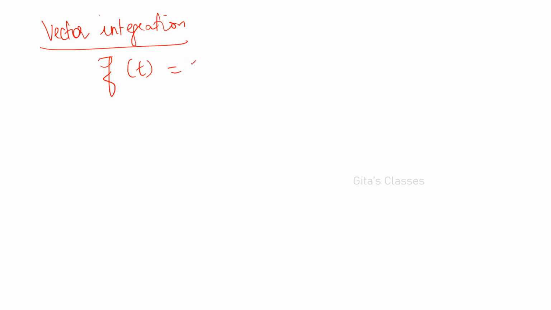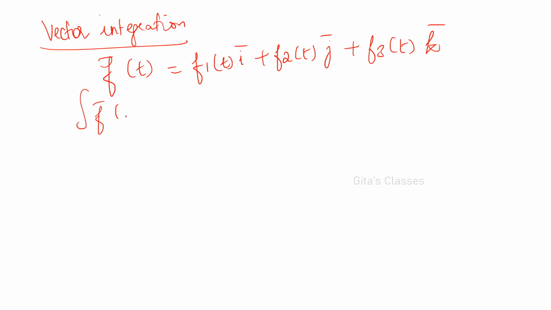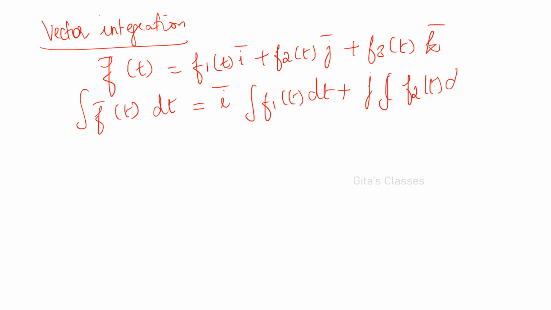Now vector integration. So first topic, vector integration. What do you mean by vector integration? Suppose you have a function f of t as f1 of t into i plus f2 of t into j plus f3 of t into k. So integral f bar of t with respect to the variable dt is i into integral f1 of t dt plus j into integral f2 of t dt plus k into integral f3 of t dt. This is the meaning.